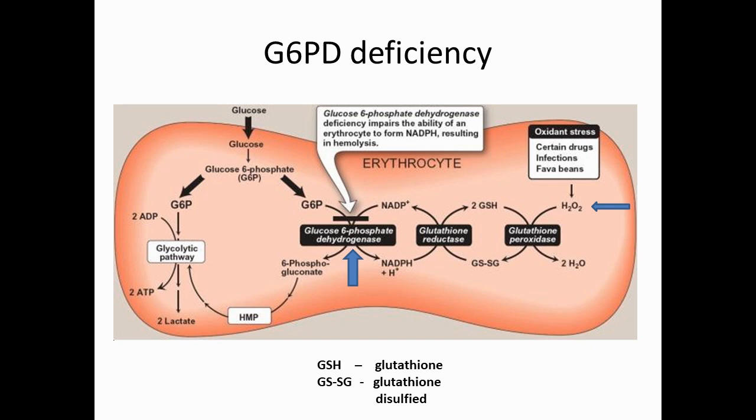From where does this H2O2 come? It comes from certain drugs, infection or fava beans. So if we don't have the G6PD enzyme, it will not degrade H2O2 into H2O. That's why H2O2 works as an oxidant for our RBCs and it will hemolyze our RBC cells.